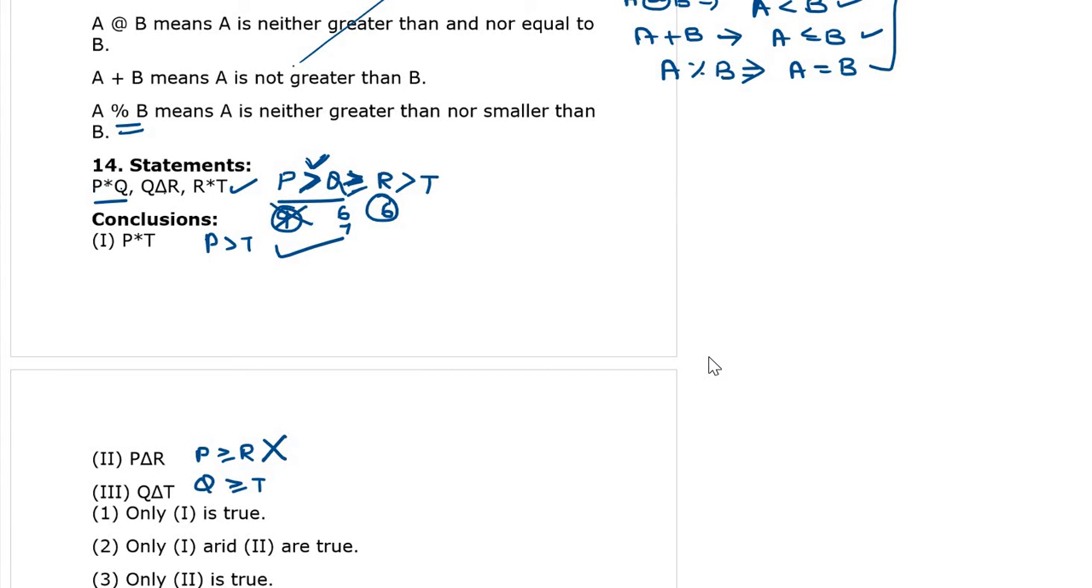No need. So whenever you have a condition of greater than and greater than or equal to, at that time you need to take it without the equal symbol. So P greater than or equal to R is wrong. It should be P greater than R, only greater than R, not greater than or equal to. This is wrong. So Q greater than or equal to T also we can't say. Only the first one is true. Answer is 1.